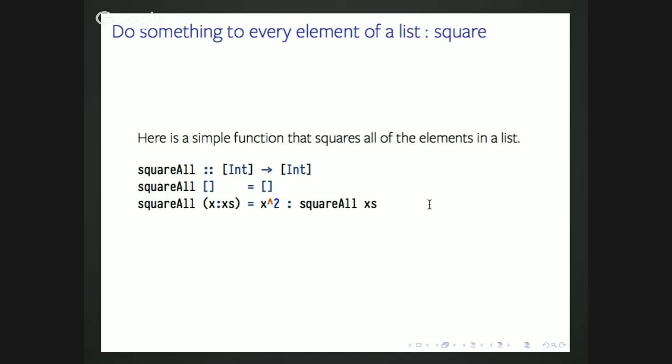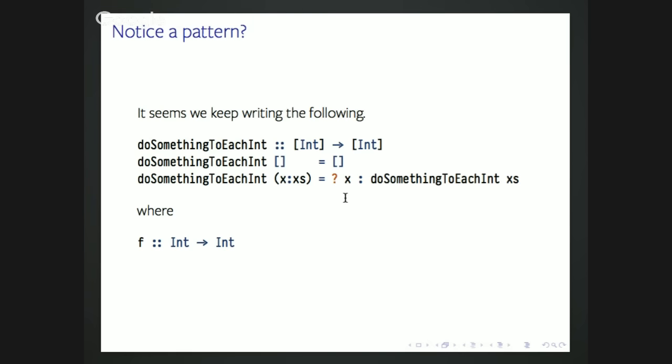And then something else that's kind of a common tutorial is that you could square every element in an integer list. So here for an empty list, we're not going to do anything. And otherwise, we're going to square the first element and then keep recursing on the rest of the list using the square all function.